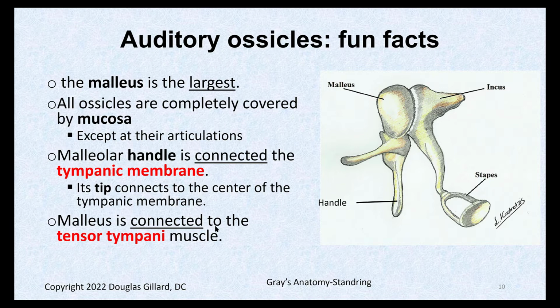Back to the auditory ossicles, just some closing, some more fun facts about them. The malleus is the largest of the three. We already said they're all covered by a mucosal type tissue. And the malleolar handle right here is connected to the tympanic membrane, which I could draw like that. So this whole thing is connected to it. The tip of it is connected to the perfect center of the tympanic membrane. And then we have a muscle. There's a tensor tympani muscle that's also connected to the malleolus. We need to look at them in a minute.